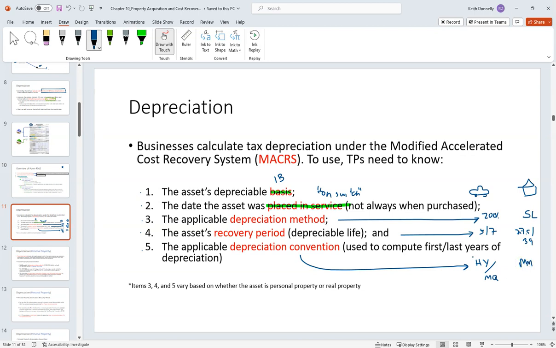All right, a lot of these aren't going to make sense to you right now. That's totally fine. Just be aware, hey, step one, we're trying to calculate depreciation. We need to gather these 5 things. Depending on whether we have personal property or real property, we could have different rules. All right.